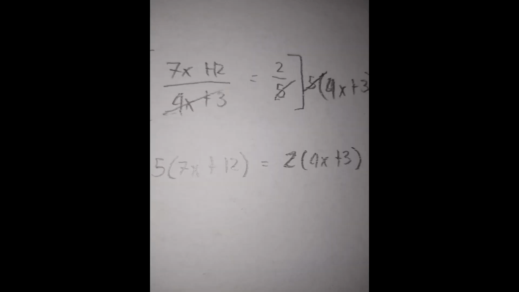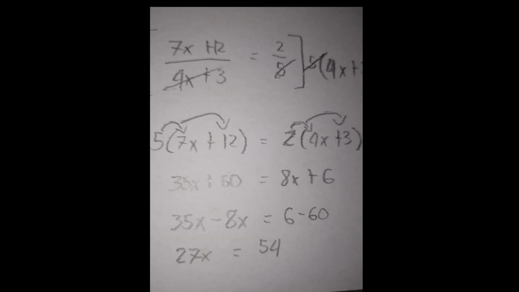After that, we're gonna cancel out 4x plus 3 because 4x plus 3 divided by 4x plus 3 is 1. So we're gonna cancel it. And the remaining is 5 times 7x plus 12. And next the other side. 2 over 5 multiplied by 5 times 4x plus 3. Now we're gonna cancel 5 because 5 divided by 5 is 1. So the remaining is 2 times 4x plus 3.